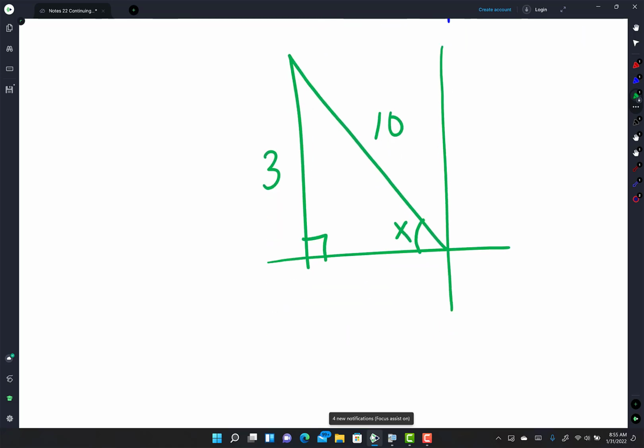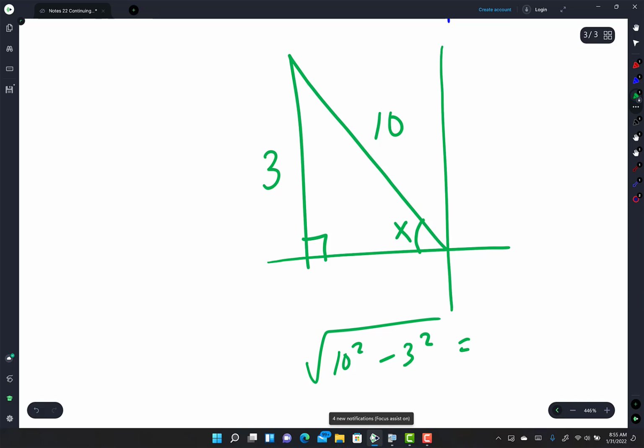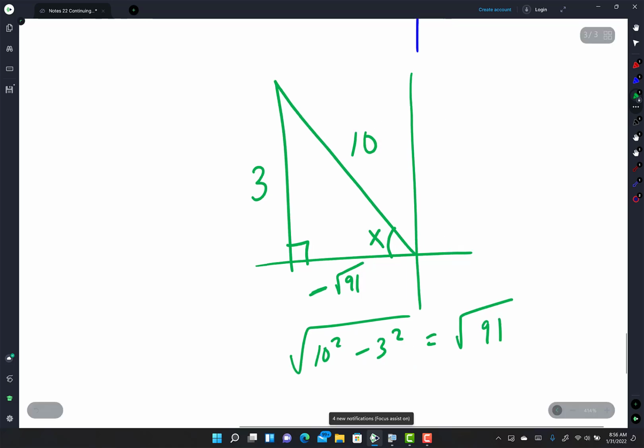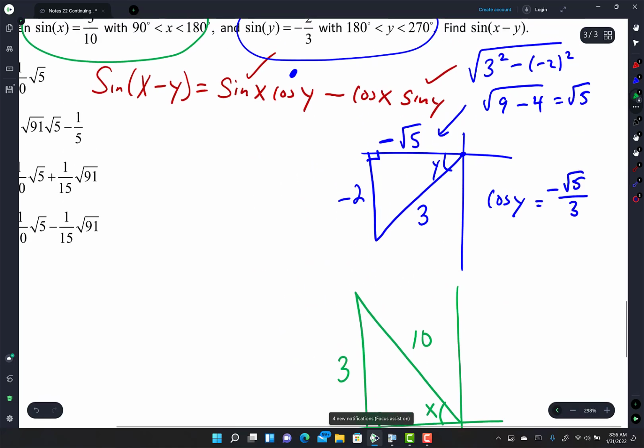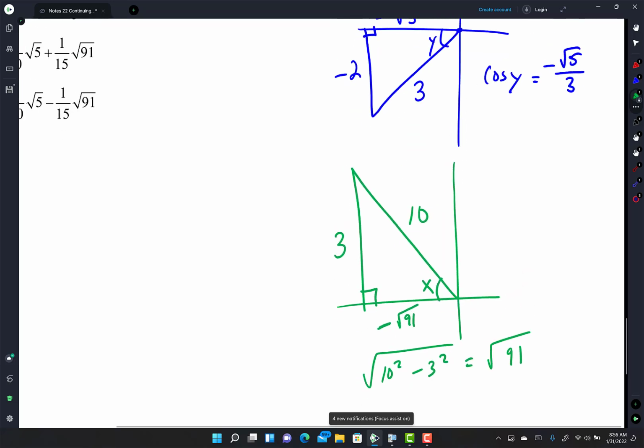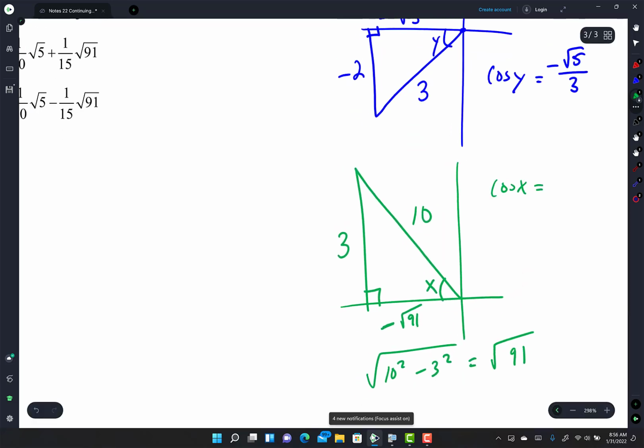I want to figure out this leg down here. So square root of 10 squared minus 3 squared. 10 squared is 100. 3 squared is 9. 100 minus 9 is square root of 91. Now because I'm in quadrant 2, this has to be negative. And what do I want from that one? I want cosine x. So on the side, I'm going to write cosine x equals negative square root of 91 over 10. How do we feel? We got everything we need.